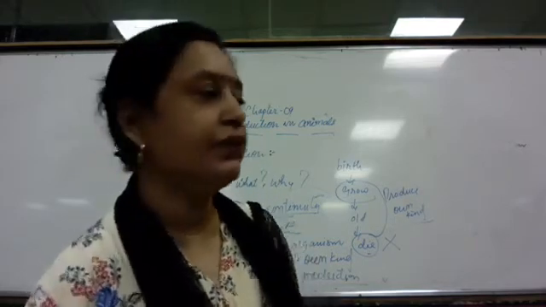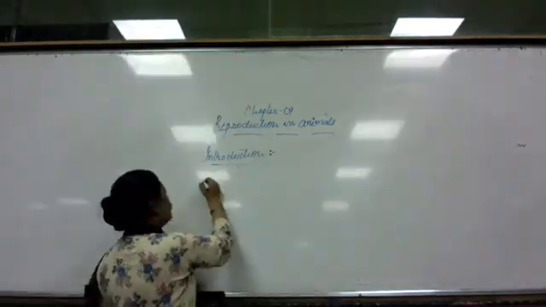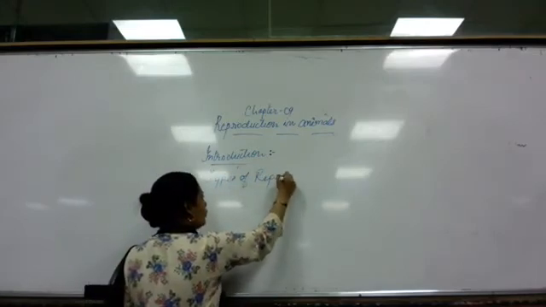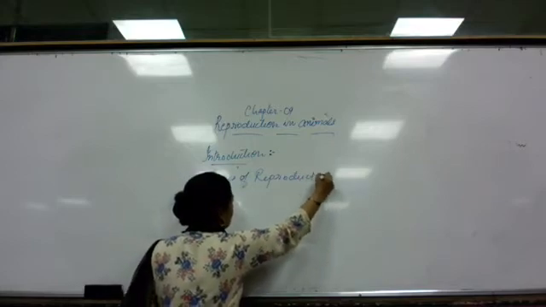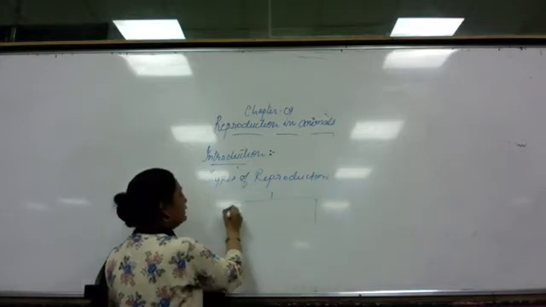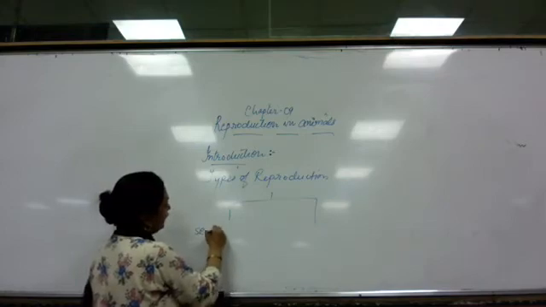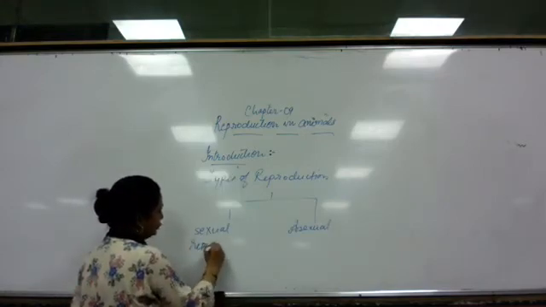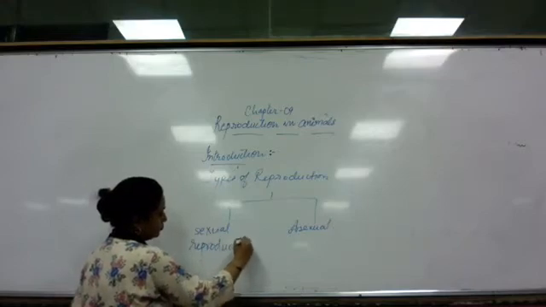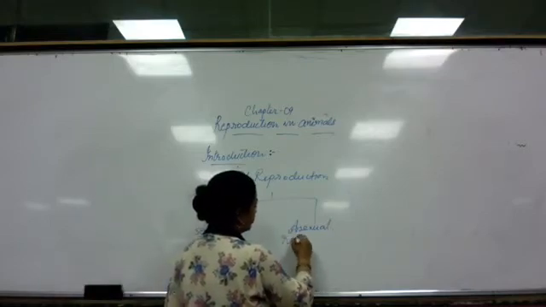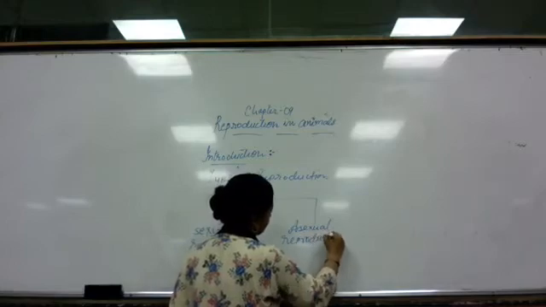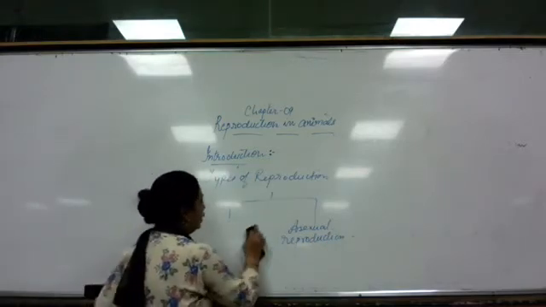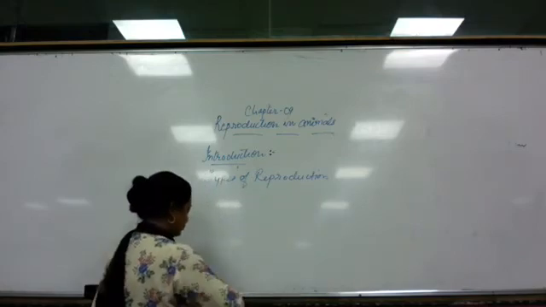Now let us discuss the different types of reproduction. You all have seen in your previous class that reproduction is basically divided into sexual reproduction and asexual reproduction. So let us see what asexual reproduction is first.